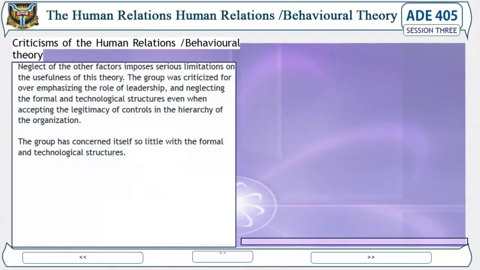Criticisms of the human relations behavioral theory. Neglect of the other factors imposes serious limitations on the usefulness of this theory. The group was criticized for overemphasizing the role of leadership and neglecting the formal and technological structures, even when accepting the legitimacy of controls in the hierarchy of the organization. The group has concerned itself so little with the formal and technological structures.